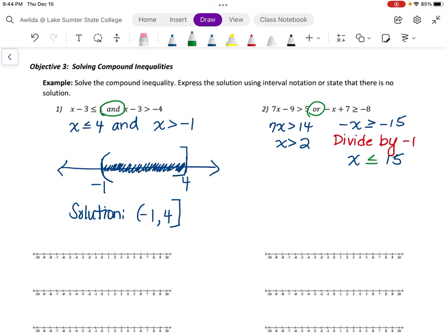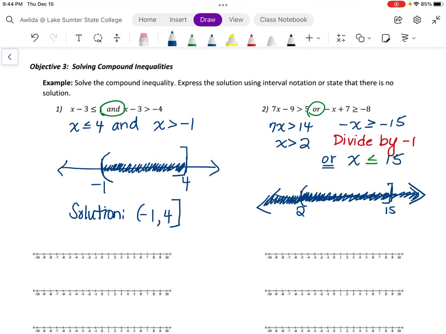X could be strictly greater than 2. So let's shade what that looks like. Basically, that's everything to the right of 2 without ever stopping, no upper bound. Or x could be less than or equal to 15. Well, let's say 15 is somewhere up here. And so we'll have 15 included, and we'll shade everything to the left of 15. But we can go past the 2. In fact, we can go past any number we want off to -infinity.